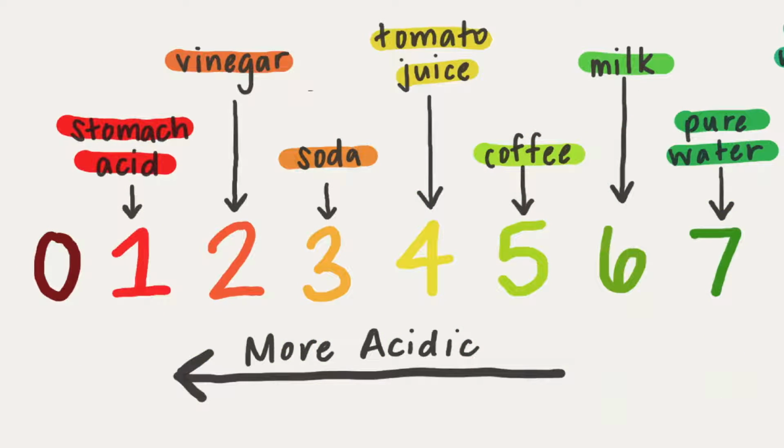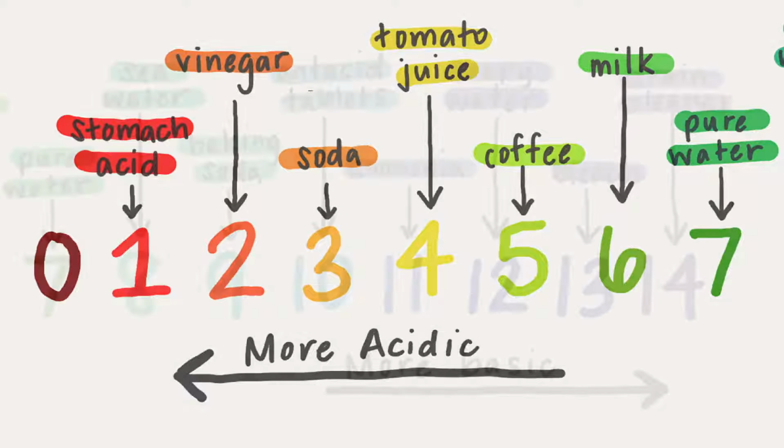Let's look towards the acidic side of the pH scale. You can see that stomach acid has a pH value of 1, where soda has a pH value of 3, and milk has a pH value of 6. This means that stomach acid is a stronger acid than soda, which is a stronger acid than milk, which is pretty close to our neutral value of 7.